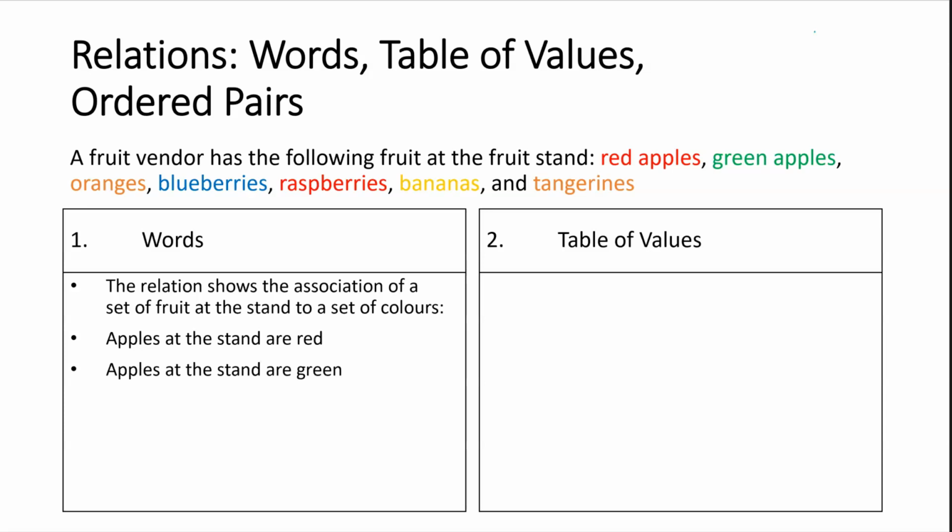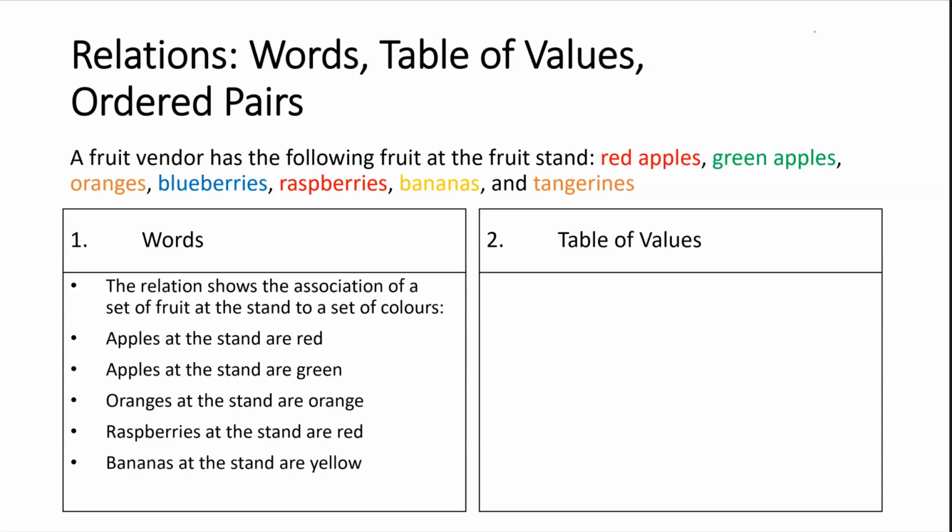Apples at the stand are green. Oranges at the stand are orange. Raspberries at the stand are red. Bananas at the stand are yellow. Tangerines at the stand are orange. But generally we don't like using words too much because you can see that's kind of cumbersome. So we come up with other ways to show the data, like a table of values.